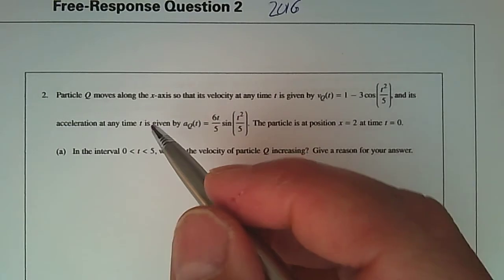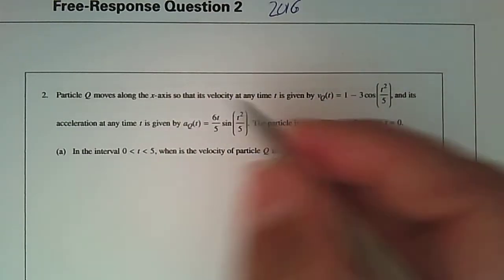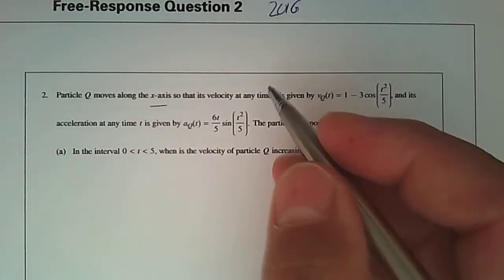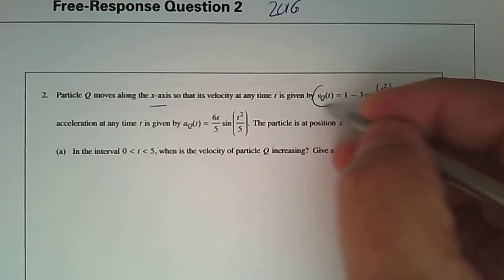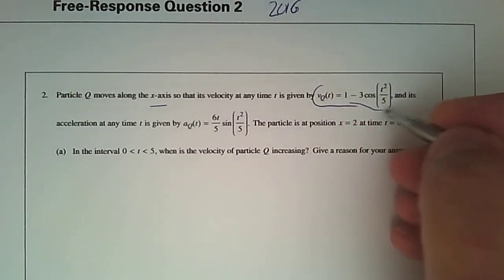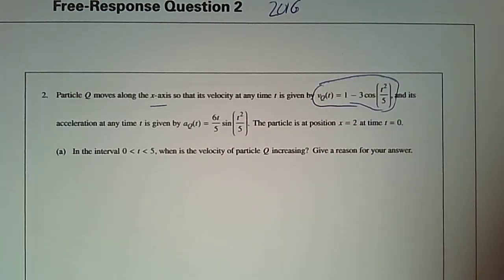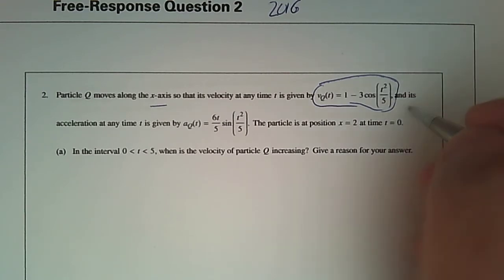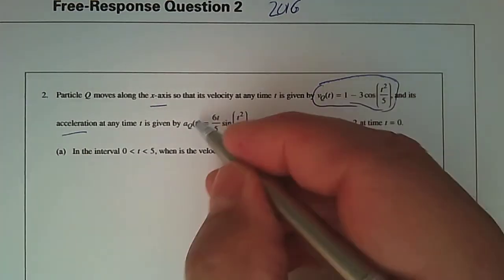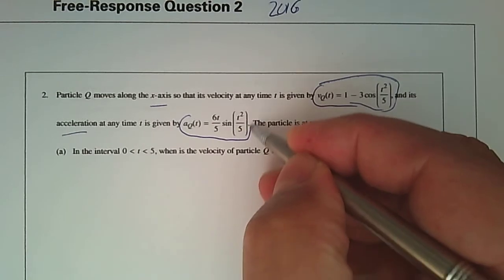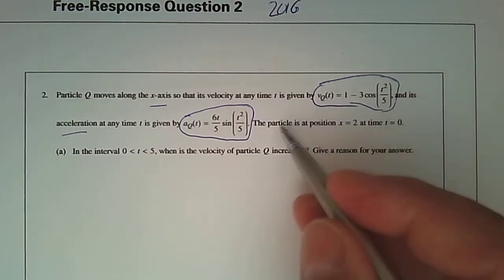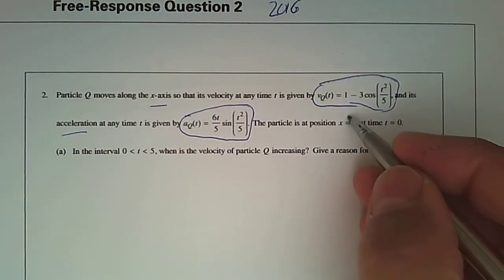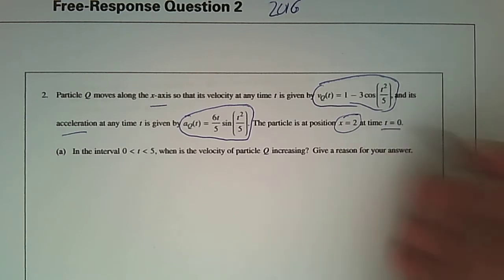Particle Q moves along the x-axis. So that means it's going horizontal. So that its velocity is given. So we got a particle Q, and it gives you an equation for the velocity of it. If I want its acceleration at any time, you take the derivative, but it gives you the acceleration right here. The particle is at position x equals 2 when t equals 0.